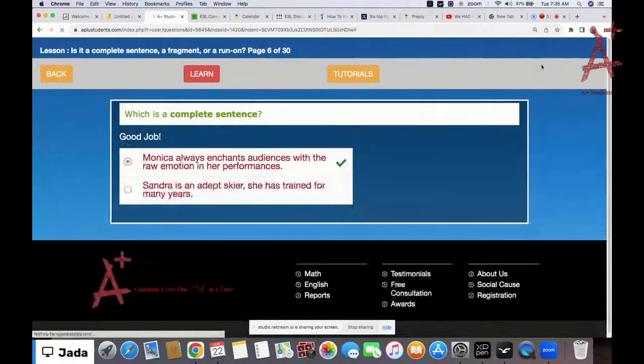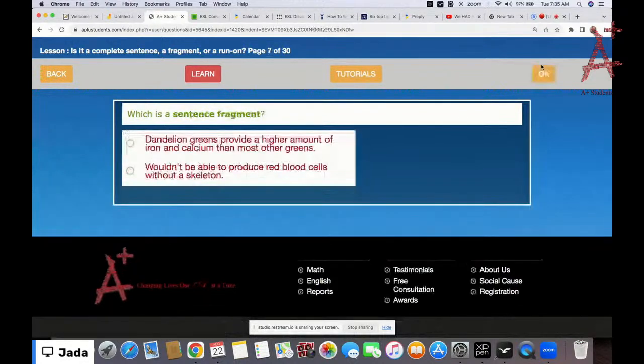Sentence fragments. Dandelion greens provide a higher amount of iron and calcium than most other greens. Wouldn't be able to produce red blood cells without it. So it should be the second one because it's missing something, missing a verb. No, sorry, a subject. Wouldn't be able to produce red blood cells. Who wouldn't? We have no idea. Okay. But the first one is a complete sentence.